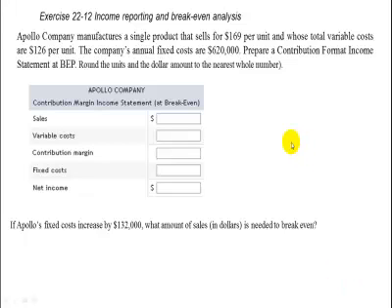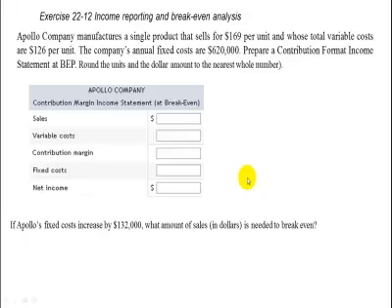Apollo Company manufactures a single product that sells for $169 per unit, whose variable costs are $126 per unit. The company's annual fixed costs are $620,000. Prepare a contribution format income statement at break-even point. Round the units and the dollars to the nearest whole number.